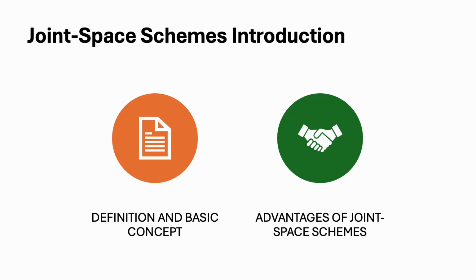Joint space schemes introduction. In this discussion, we'll define the basic concepts and share the advantages of joint space schemes with an example. One example of a joint space scheme in robotics is the use of inverse kinematics to control a robotic arm. In this approach, the desired position and orientation of the end effector are specified, and the joint angles required to achieve this pose are calculated.